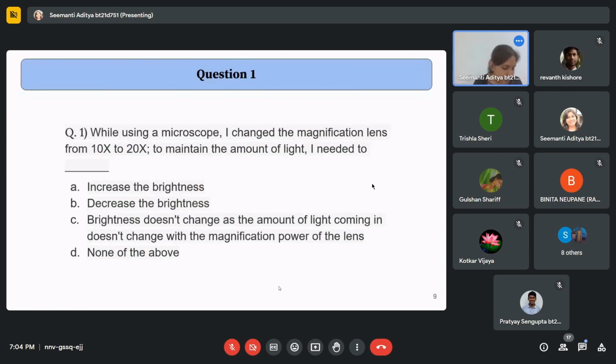So yes, while using microscopes, if the magnification is changed, to maintain the right amount of light, what do we need?